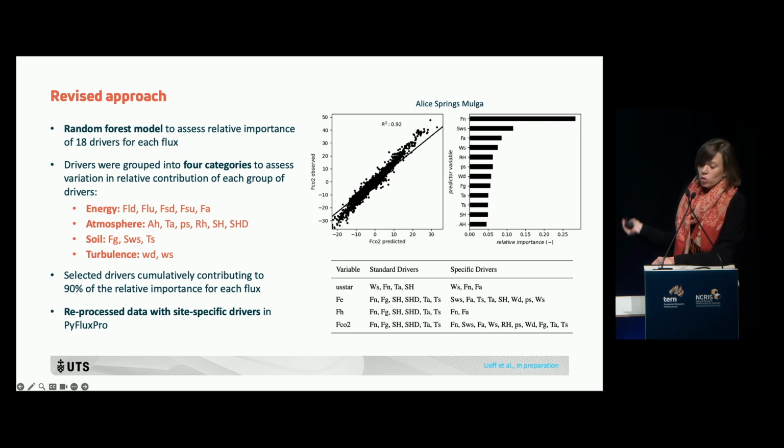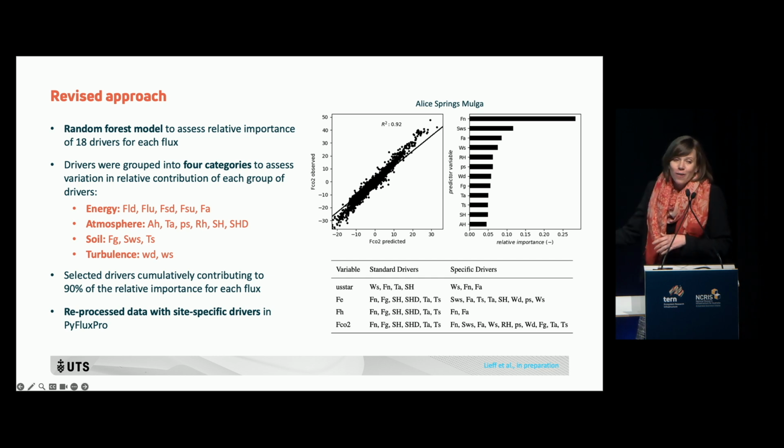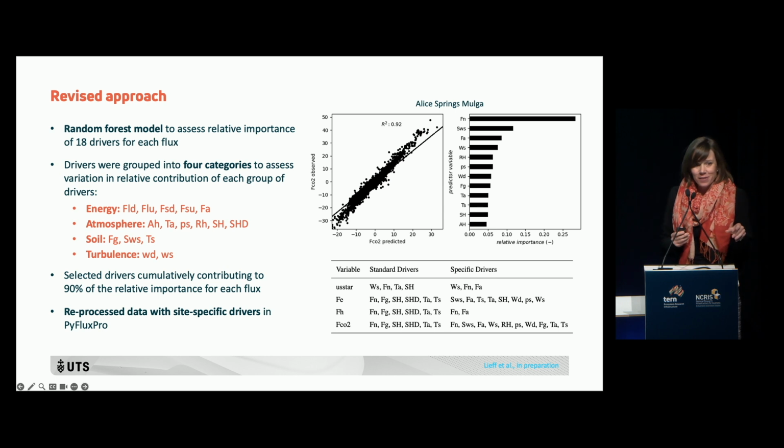And then we selected all the drivers for each flux that cumulatively contributed up to 90% of explaining the variability in each flux. And then we went through OzFlux QC and we reprocessed all of the data from all of the flux sites on the portal using these site-specific drivers. So that was quite a huge task. And I just want to show you here that the random forest model is actually working really well. So it's a very suitable model to identify these drivers.